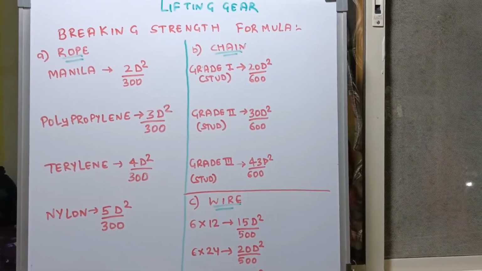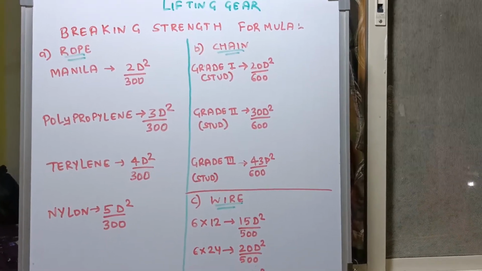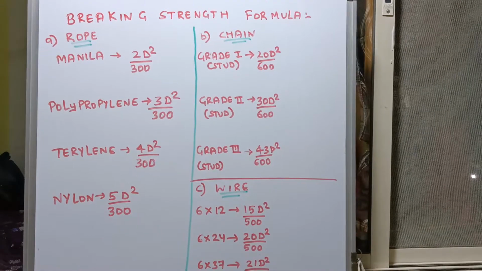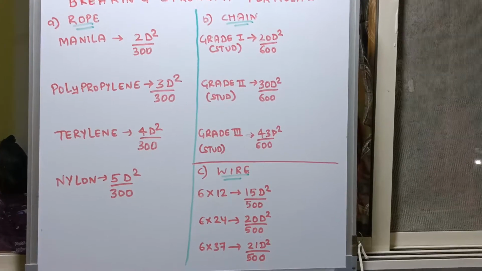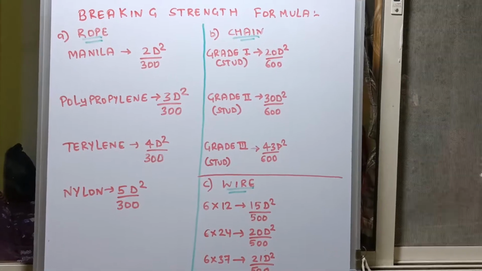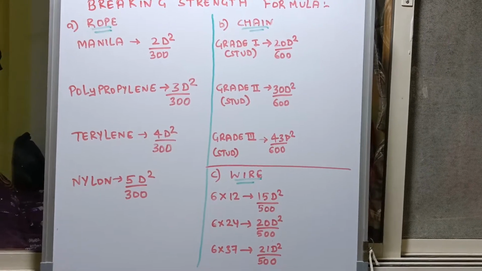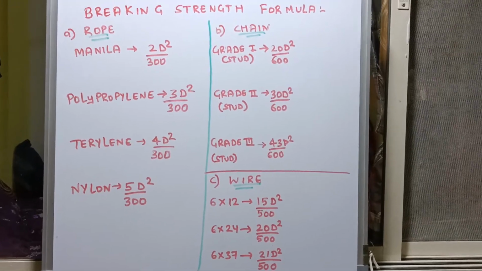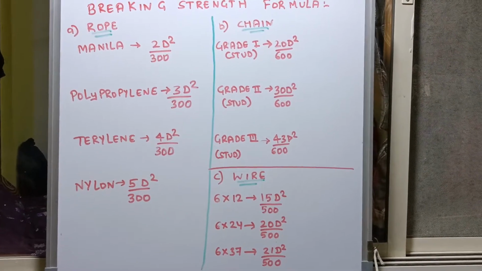Now, the breaking strength formula for rope, chain and wire. This is very important, guys. You need to remember it by heart, especially for rope and wire. There are only very few questions based on chain, but rope and wire is a must. For Manila, the breaking strength is 2d square by 300, where d is the diameter. Polypropylene, 3d square by 300. Terylene, 4d square by 300. Nylon, 5d square by 300.